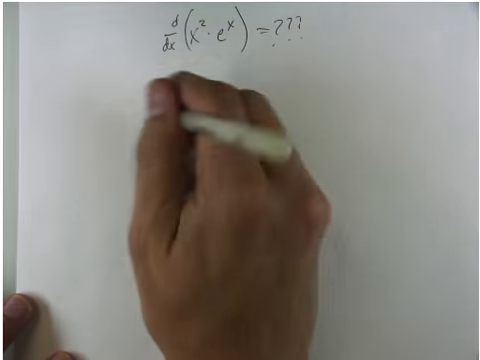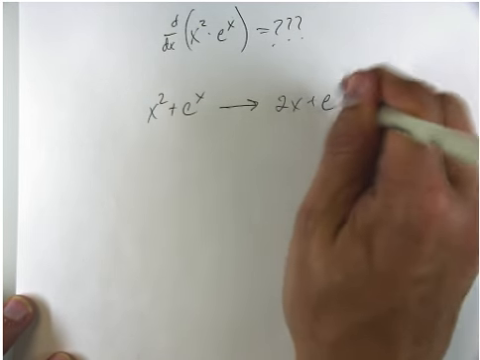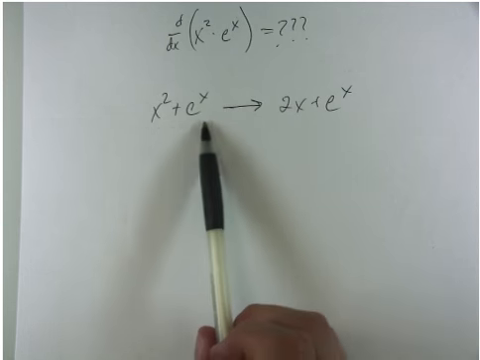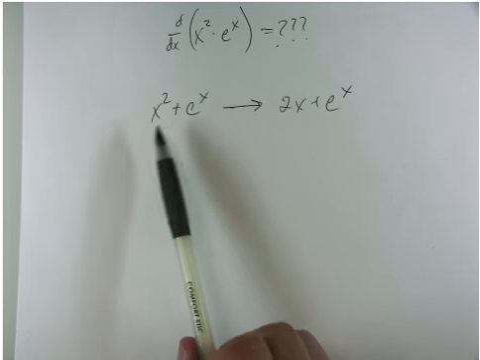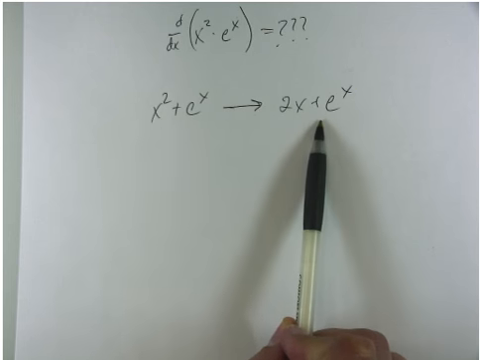Right? X squared plus e to the x, that's easy enough. It's a sum, and I know that the rate of change here, I can just measure the rates of change of each term and add them together.